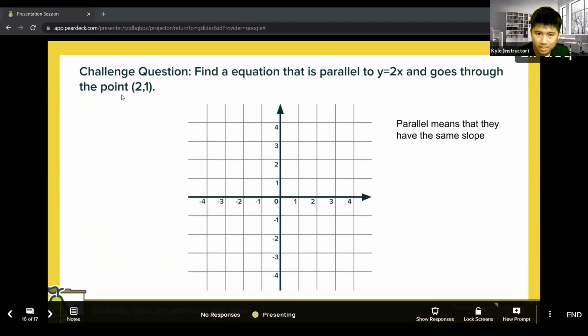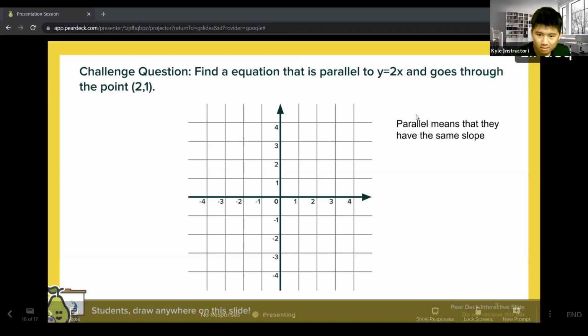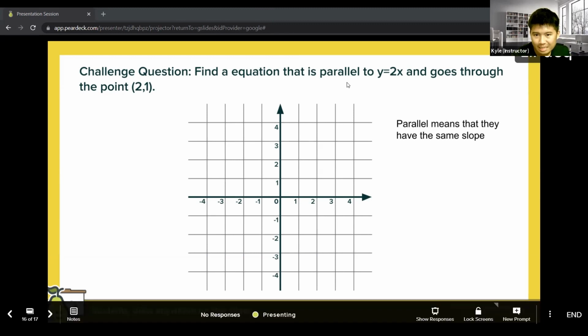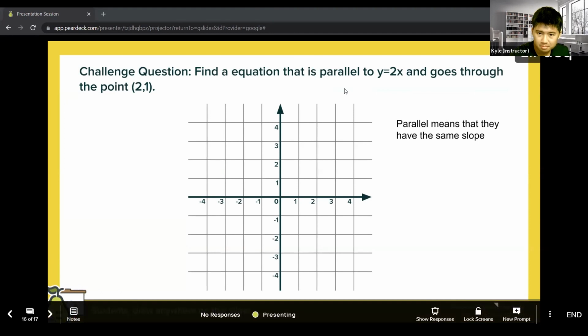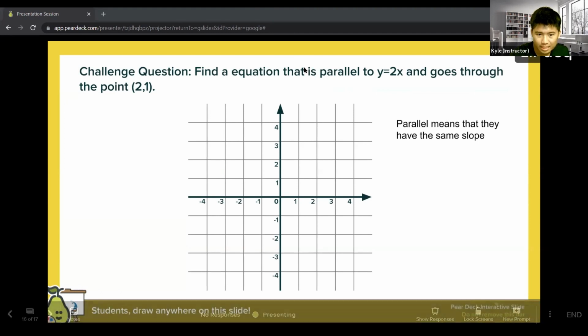Okay. So here's a challenge problem. Find an equation that is parallel to y equals 2x and goes through the point (2, 1). I want you guys to solve this in your breakout rooms. Good luck. Remember, parallel means that they have the same slope. So make sure that whatever equation you come up with has the same slope as y equals 2x. Think back to the slope intercept form. Okay? So I've opened the rooms and you guys can work together and try and solve the question.